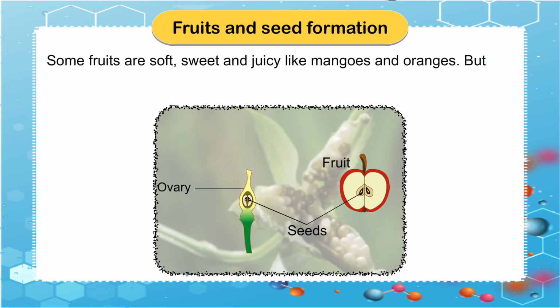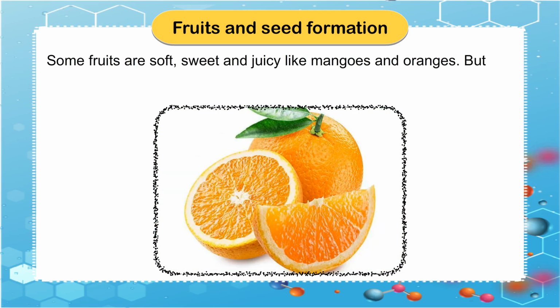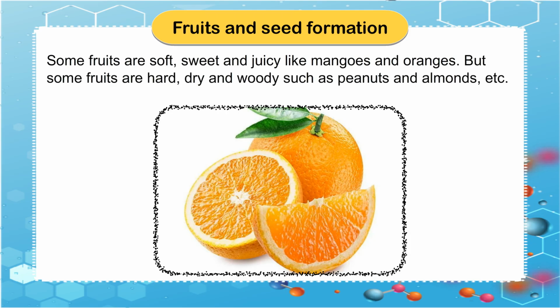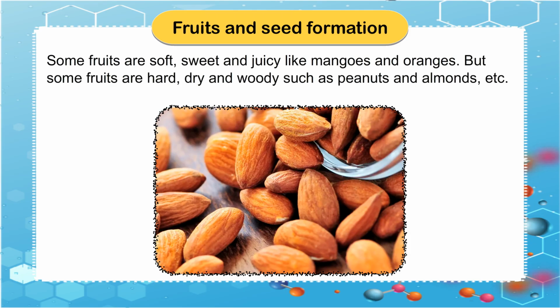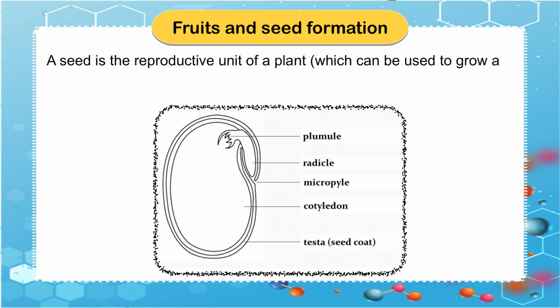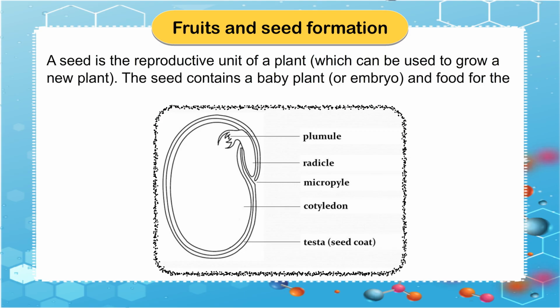Some fruits are soft, sweet and juicy, like mangoes and oranges. But some fruits are hard, dry and woody, such as peanuts and almonds, etc. A seed is the reproductive unit of a plant, which can be used to grow a new plant. The seed contains a baby plant, or embryo, and food for the baby plant.